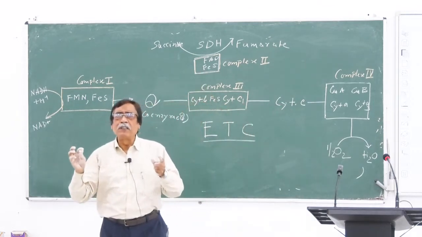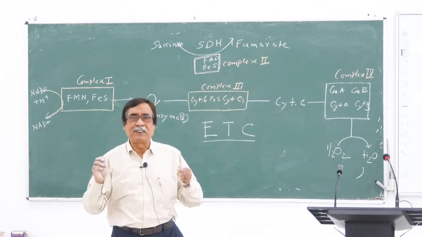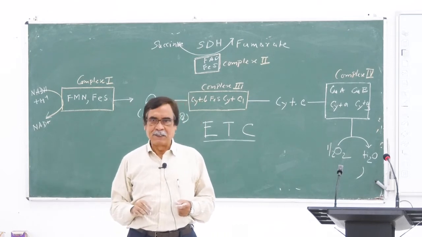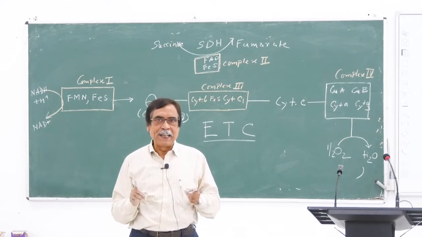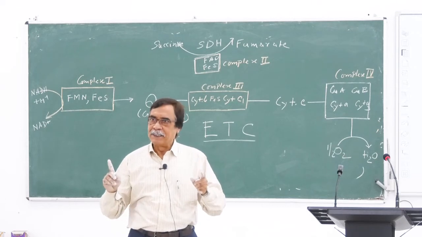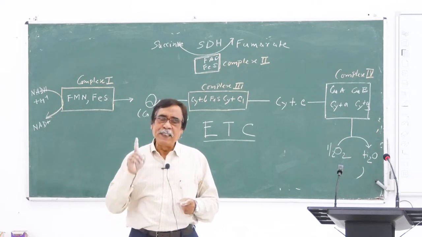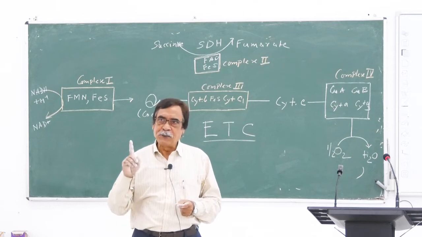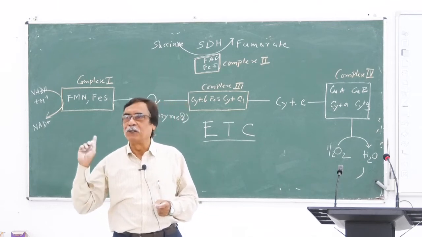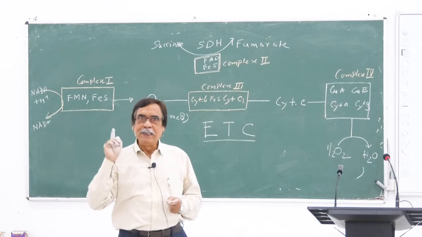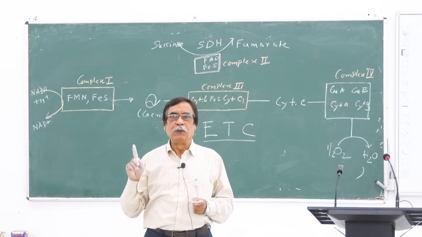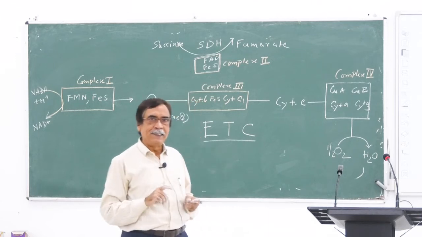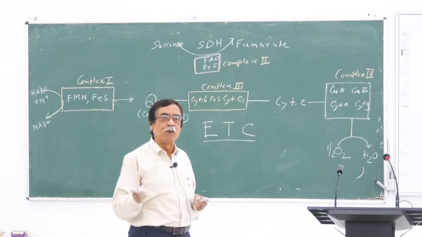Maximum number of components of the electron transport chain are organized into complexes, except two. One is coenzyme Q, another is cytochrome C. Except these two, all the other components are organized in either complex 1, complex 2, complex 3 or complex 4. Remember, these two are not within a complex. One is Q and one is C. These are outside the complexes.